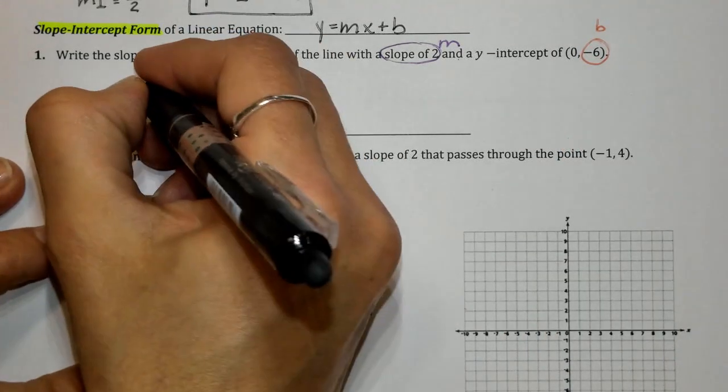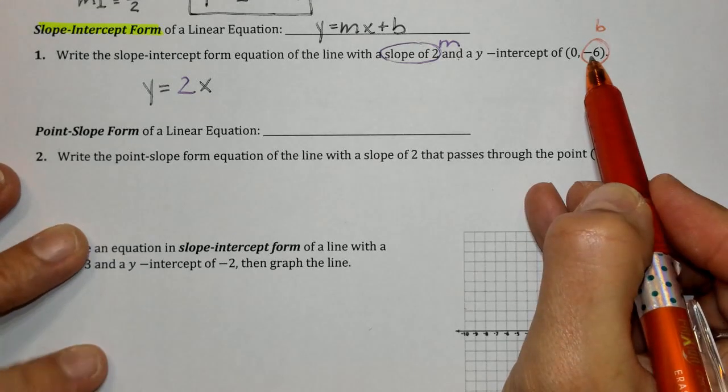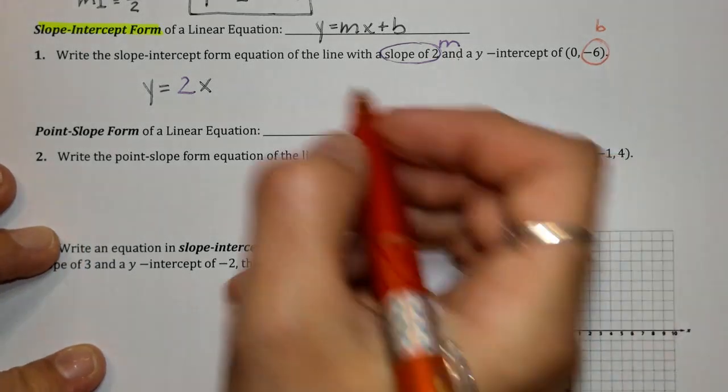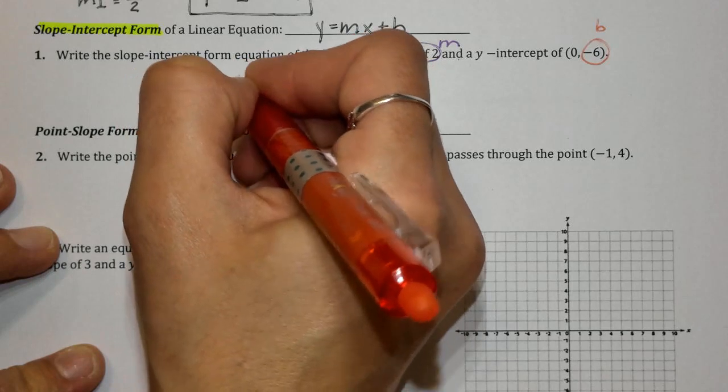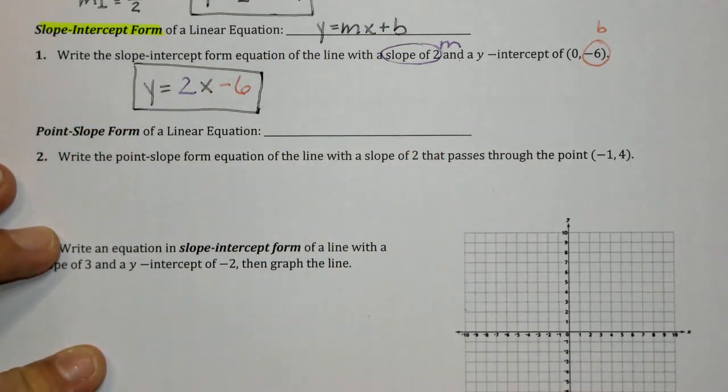So we take a look here, y equals m, our slope of 2, x, and we do plus b. Keep in mind, we have plus a negative, so that becomes a minus 6. And there is our equation.